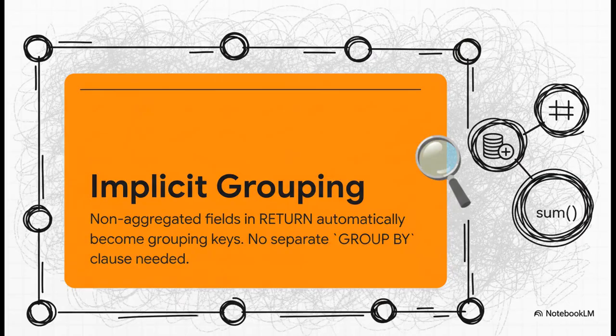Okay, so the key thing to wrap your head around here is that Cypher doesn't have a group by clause like SQL does. It doesn't need one. Instead, the grouping is implicit. Whatever you put in your return statement that you don't wrap in an aggregate function like count or sum automatically becomes your grouping key. It's a simple rule that just removes a whole line of code you'd normally have to write.